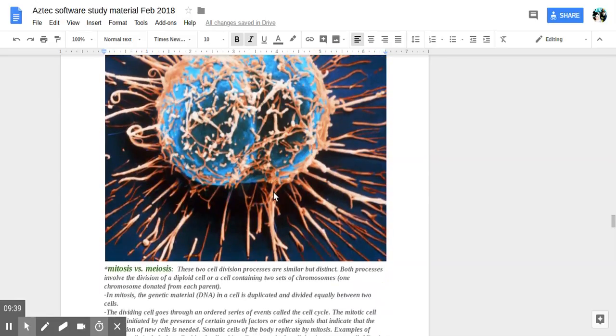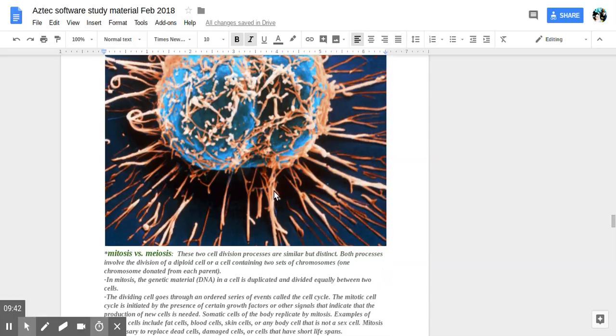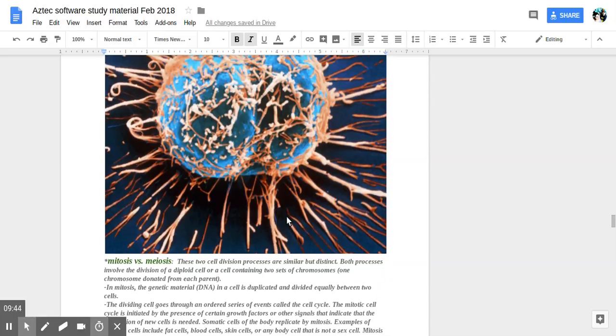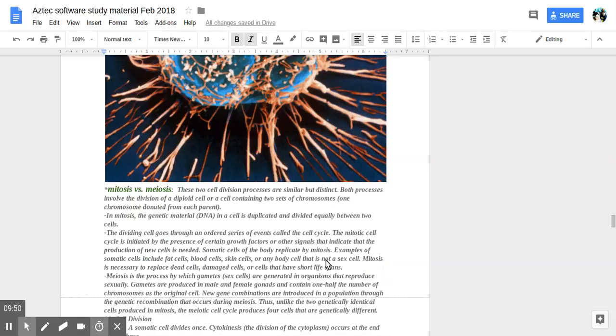Mitosis versus meiosis. These two cell division processes are similar but distinct. Both processes involve division of a diploid cell, or a cell containing two sets of chromosomes, one chromosome donated from each parent.